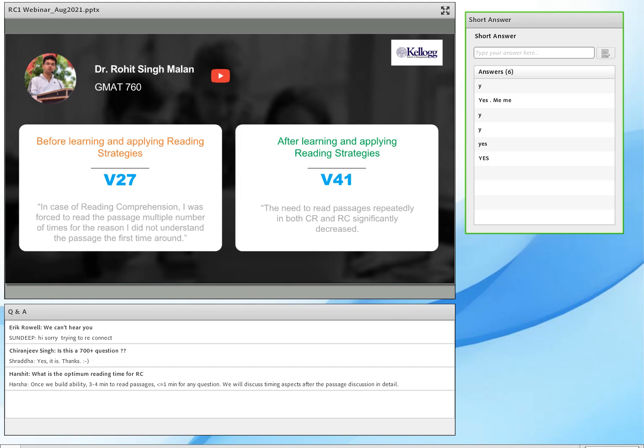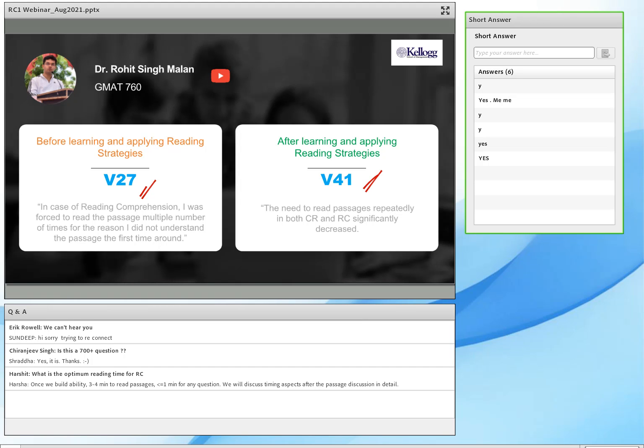Dr. Rohit Singh Malan is another example. He's a very, very smart guy. This is a guy who is a doctor by profession, and he cleared the civil services exam. Look at what he says. Before he got a V27, he was forced to read the passage multiple times because of something he did not understand. After applying these reading strategies, the need to read the passages reduced drastically.